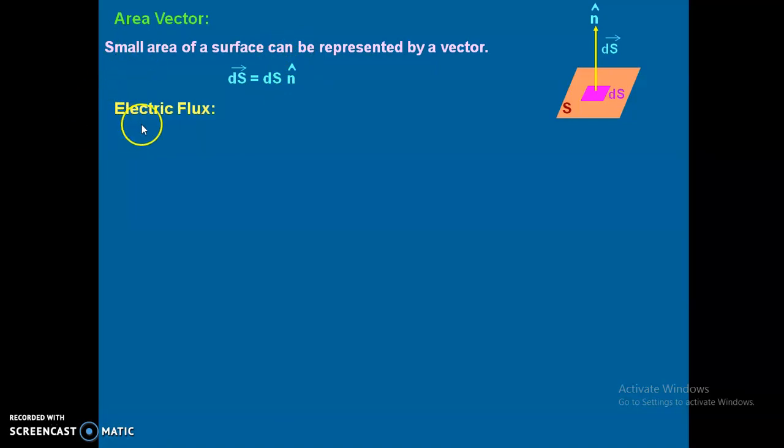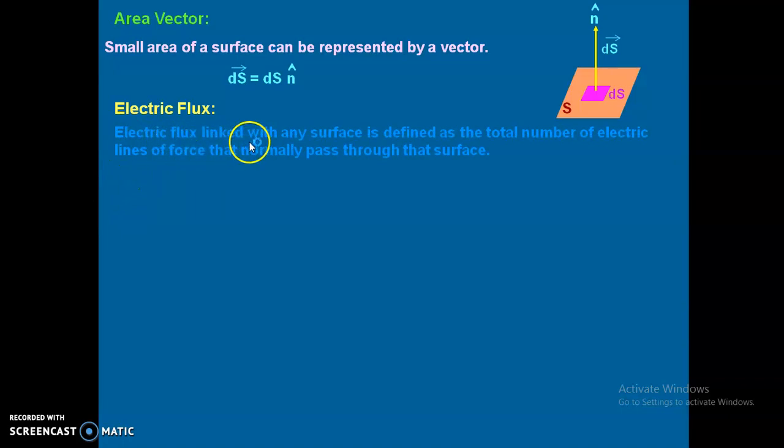Next, what is electric flux? After understanding the area vector, actually the purpose of understanding the area vector is to understand the electric flux. Electric flux linked with any surface is defined as the total number of electric lines of force that normally pass through that surface. So, what is electric flux? It is a measure of the number of electric field lines that normally pass through the surface.